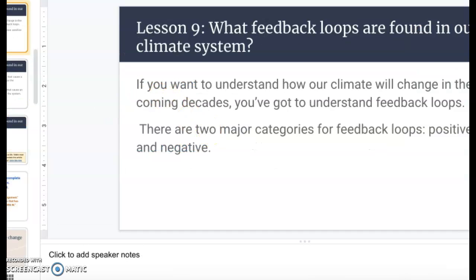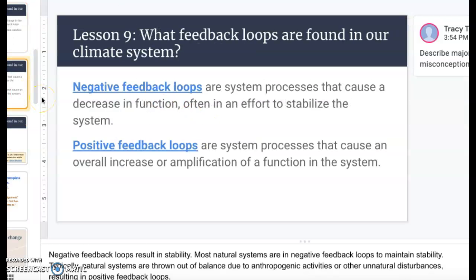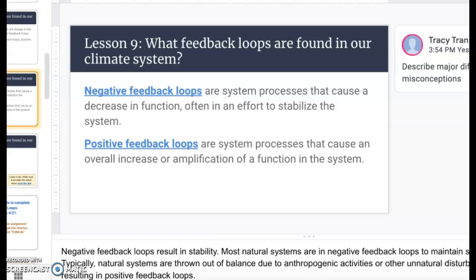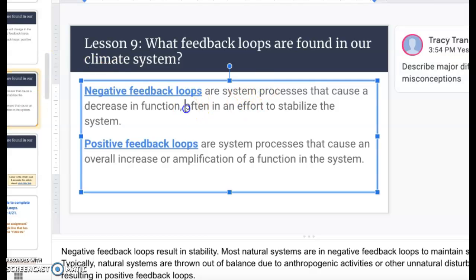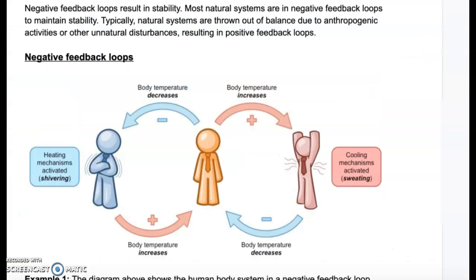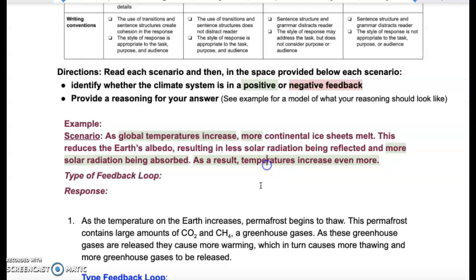I'm just going to remind myself what a negative feedback loop is. System process that causes a decrease in function, and it results in a more stable system. Positive feedback loops cause overall increase or amplification in the system. So that's why I'm saying I don't see any stability mentioned here. I only see increasing and amplifying functioning of this system. So for a type of feedback loop, I'm putting positive.